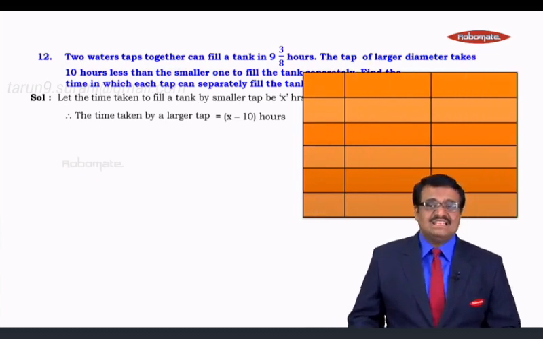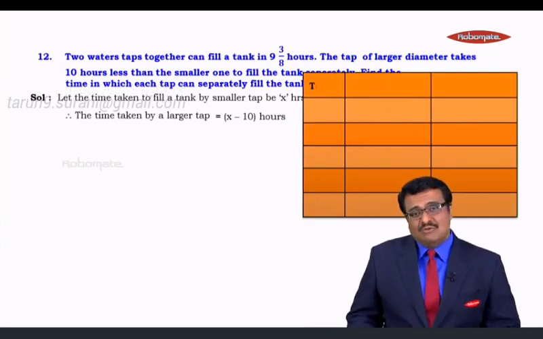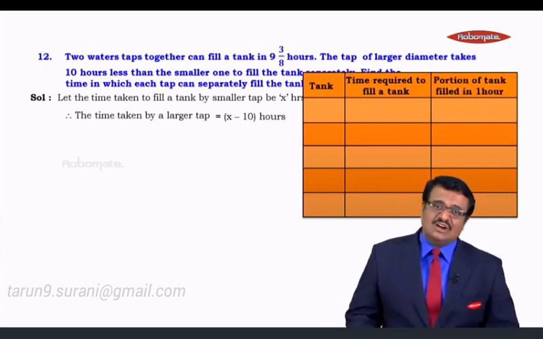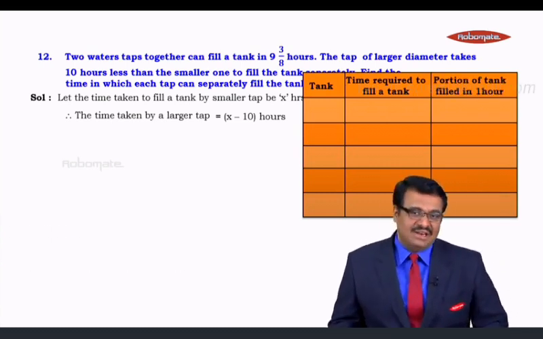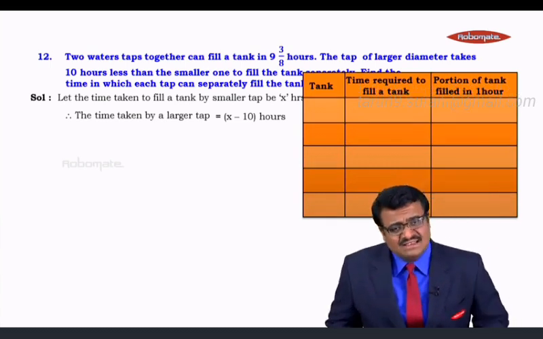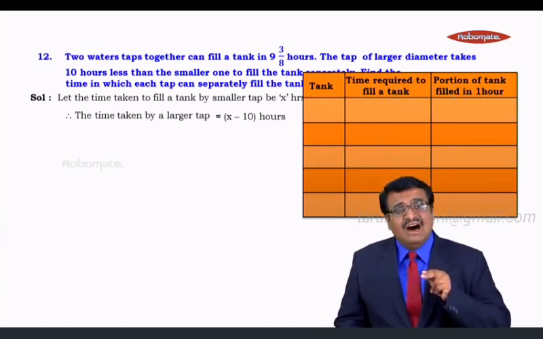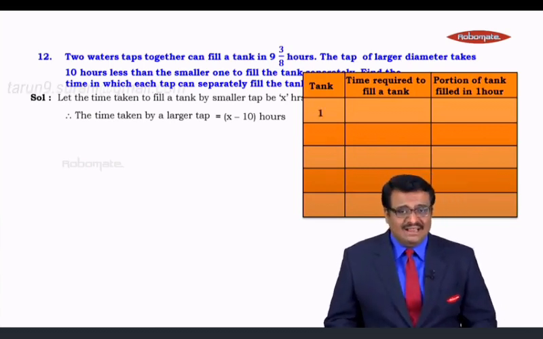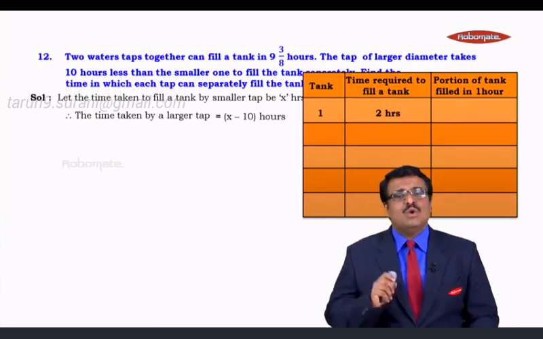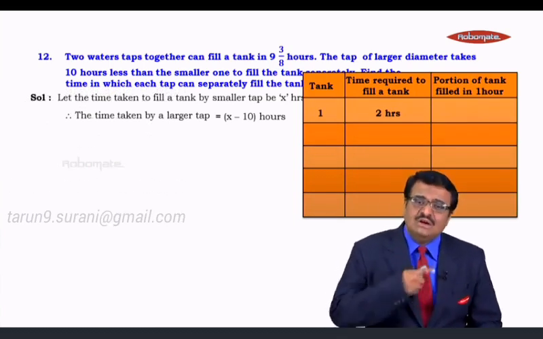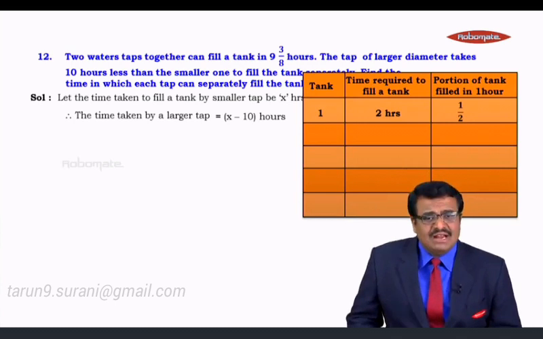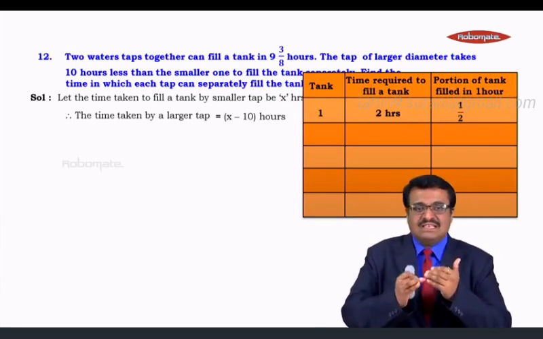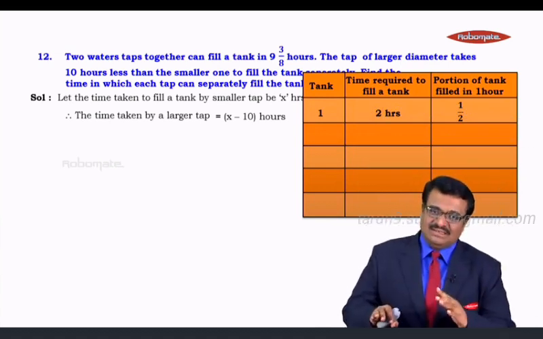Now let us understand this problem with the help of a table. First column is tank, second column is time required to fill this tank, and the third column is portion of the tank filled in 1 hour. How many tanks are there in this sum? Two taps can fill a tank. A tank means there is only one tank. Taps are two, tank is only one. So one tank. Suppose the time required to fill this tank is 2 hours. One tank gets filled in 2 hours. So what is the portion of the tank filled in 1 hour? Half portion. Half portion in 1 hour. Another half in the second hour, so half plus half, one tank gets filled in 2 hours.